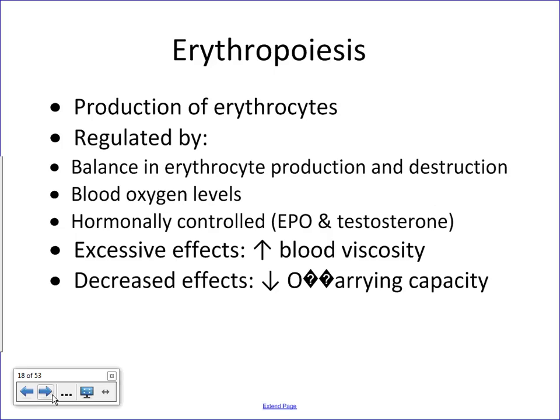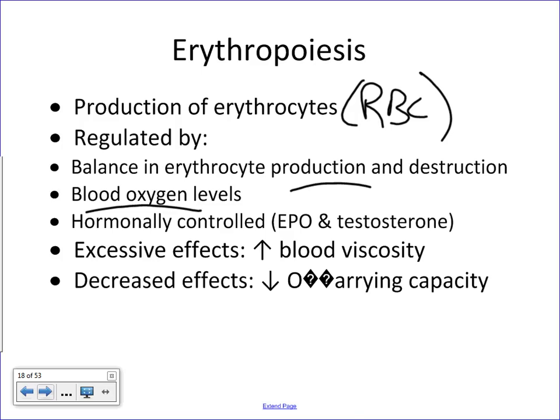Erythropoiesis is the production of erythrocytes, or red blood cells. Remember, erythrocyte means RBC, red blood cell. This is a process that's essentially regulated by the combination of the production and destruction of red blood cells, and also by the blood oxygen levels of the body.